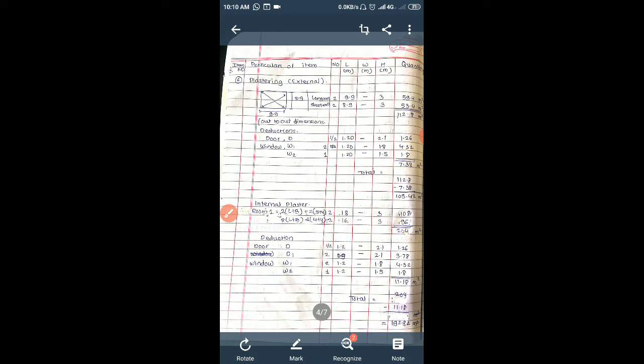Then we will calculate this, and the deduction part. Let's be clear with the deduction part. We'll do it exactly the same way as before. Just consider whatever doors and windows are coming internally, and deduct those doors and windows from the internal plastering to get the total quantity of internal plastering in square meter. Clear?